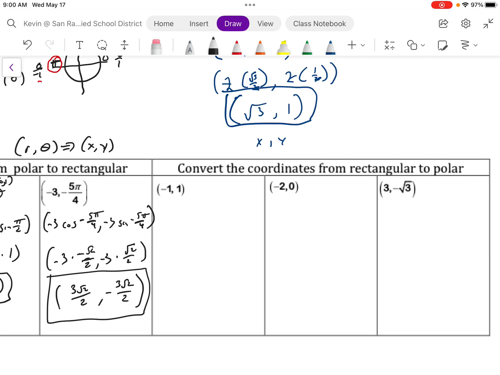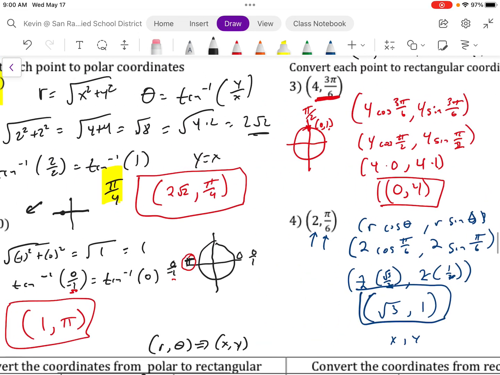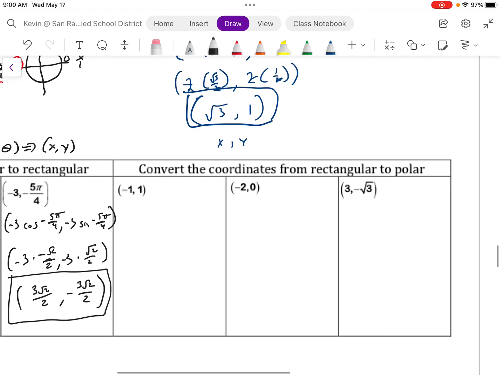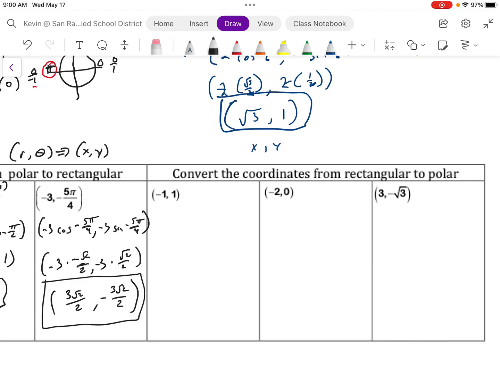Okay, converting coordinates to regular form. I think we did this one already, didn't we? -1 and 1. We'll just do it really quick. So r equals the square root of -1 squared plus 1 squared, which is the square root of 2. Theta equals arctangent of -1.